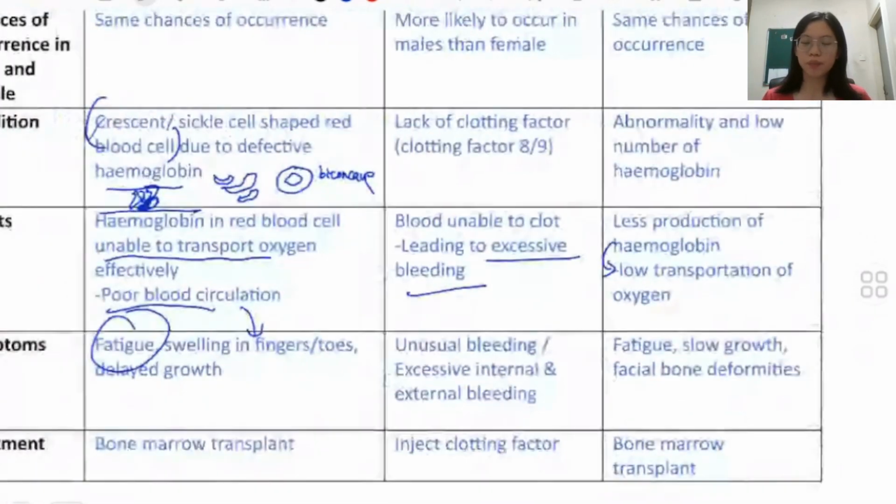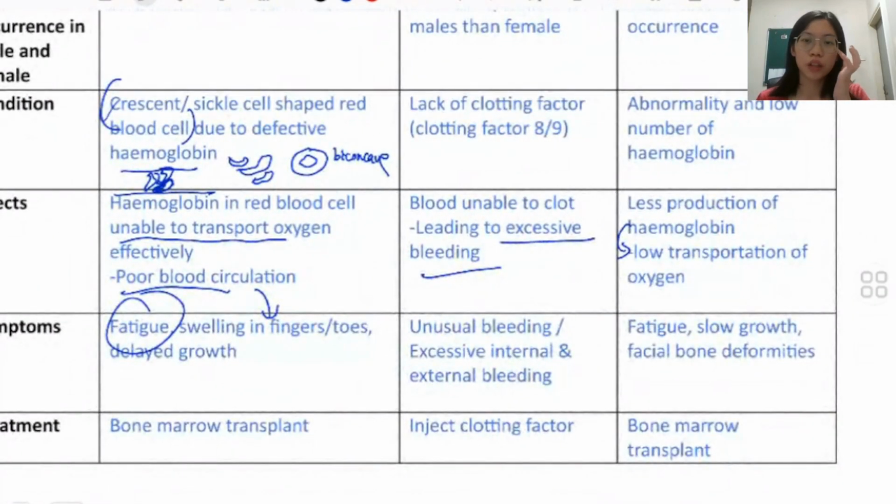And what about thalassemia? Due to low transportation of oxygen, it's a similar kind of explanation. Body cells didn't get sufficient oxygen, so less oxygen is used for cellular respiration, and less energy will be generated. That's the reason why it tends to cause fatigue, slow growth, and one of the characteristics is facial bone deformities. If you search online, you can actually see that the person has facial bone deformities.